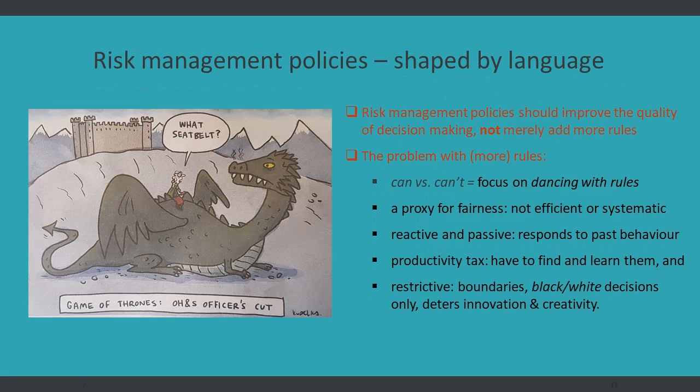Risk management policies are also shaped by language. In other words, the words you use to describe what you want people to do or not do. And in many cases, unfortunately, rules just become too negative, too much of a proxy for fairness, too reactive and focused on past behaviour, too much of a productivity tax where you have to find them and learn them, and too restrictive, effectively making the idea of compliance no more than a dance around the rules. Know where the line is and try to dance around and avoid it.